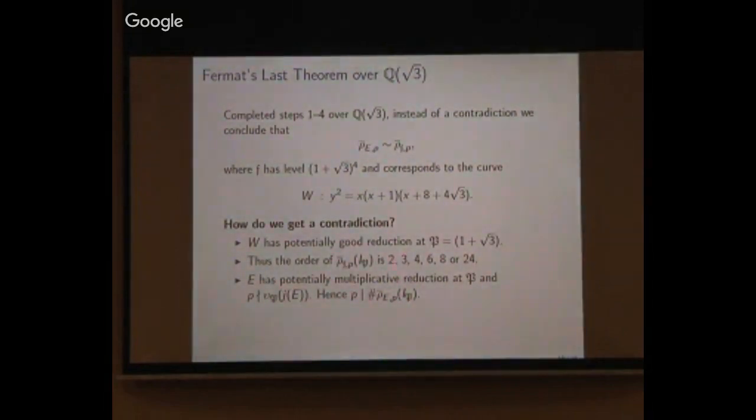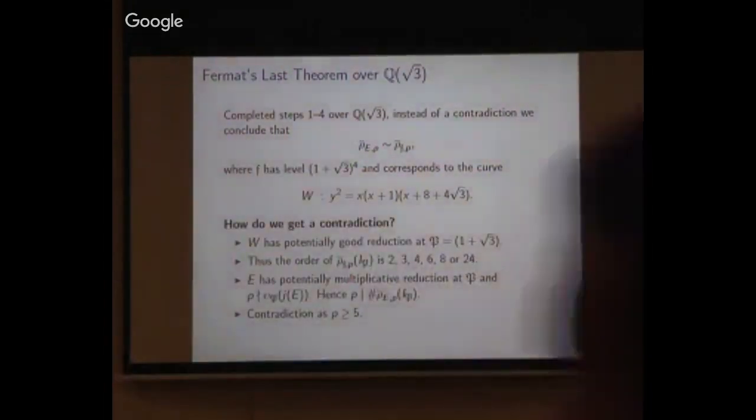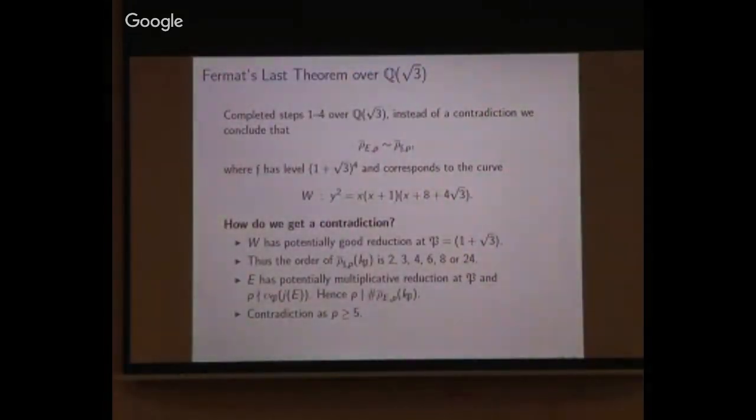Well, these two things can only go together if p is 2 or 3. So we get a contradiction if p is at least 5. So despite this obstruction, which doesn't allow for an immediate contradiction, we can still pass by this obstruction by looking more carefully at what's going on at certain subgroups. So this rules out the obstruction and concludes the proof of Fermat's Last Theorem over this field.